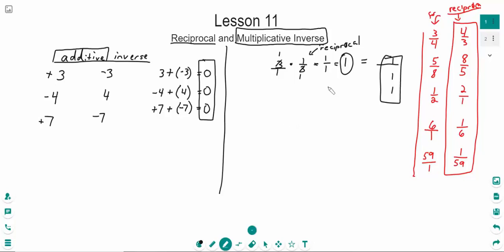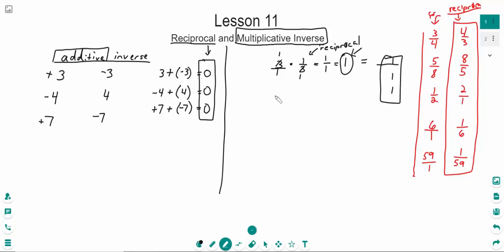Okay? Because once again, I want to make sure you understand this. The additive inverse, we're trying to get to the 0. In multiplication, we're trying to get to a 1 when we're using inverses. All right? It's kind of important to understand that. This is going to be very important when we start talking about equations. All right? So let's try another one.